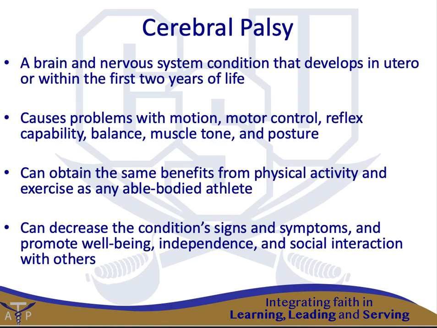The first neuromuscular condition we will look at is cerebral palsy. Cerebral palsy is a brain and nervous system condition that develops in utero or within the first 2 years of life. Cerebral palsy occurs during brain development. Suspected causes of cerebral palsy include in utero brain hypoxia, bleeding, or injury, a genetic condition, or a neurological disorder.